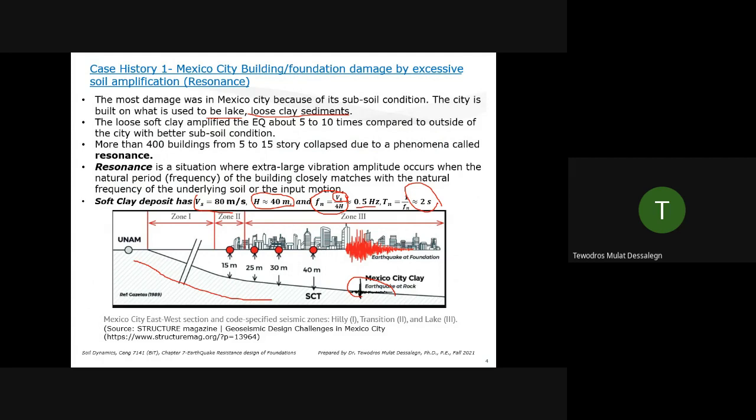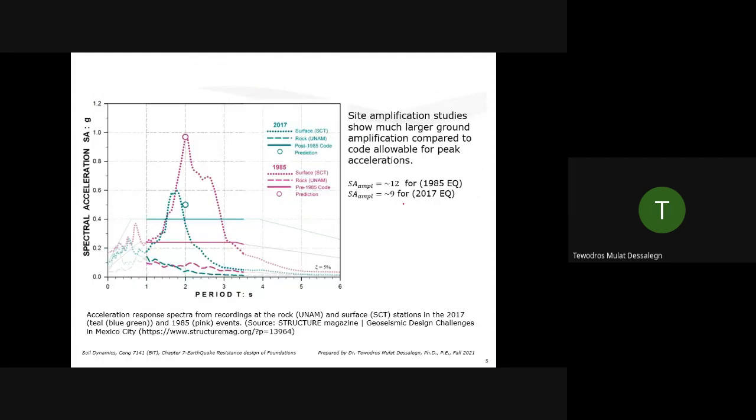Now, you're familiar with resonance. We covered it in detail in chapter 2, right? So if a motion comes and this deposit amplifies it, and it has a period around 2 seconds. We're considering approximately 40 meters, but there is a fundamental frequency at any depth. But just on average, we're considering 40 meters. So what happened is, for a period around 2 seconds, that's where 2 seconds is, around here.